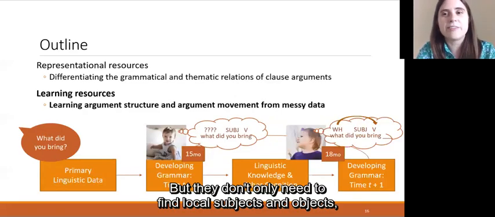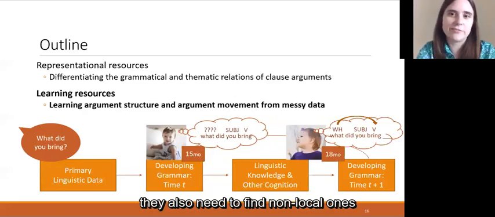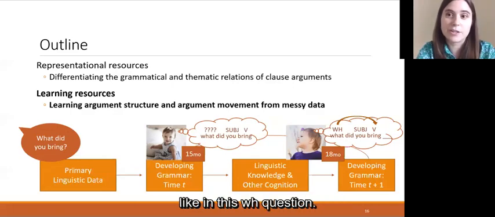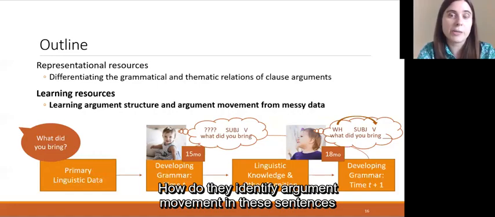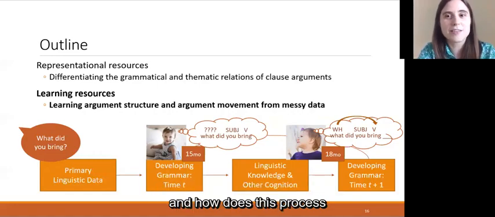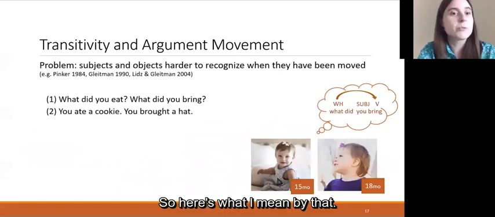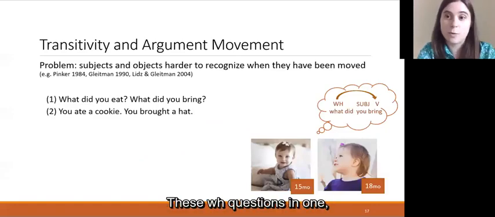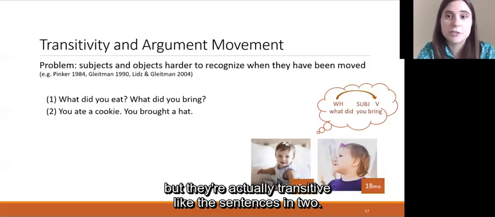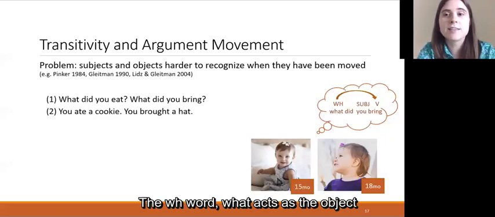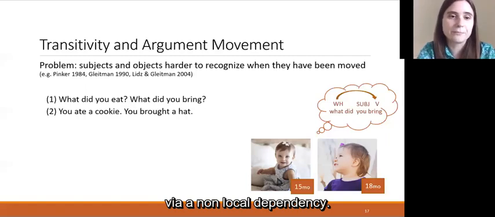But they don't only need to find local subjects and objects, they also need to find non-local ones, like in this WH question. So this brings us to our question about learning. How do they identify argument movement in these sentences, and how does this process interact with their verb learning? So here's what I mean by that. These WH questions in 1 don't have an object after the verb, but they're actually transitive, like the sentences in 2. The WH word acts as the object via a non-local dependency.